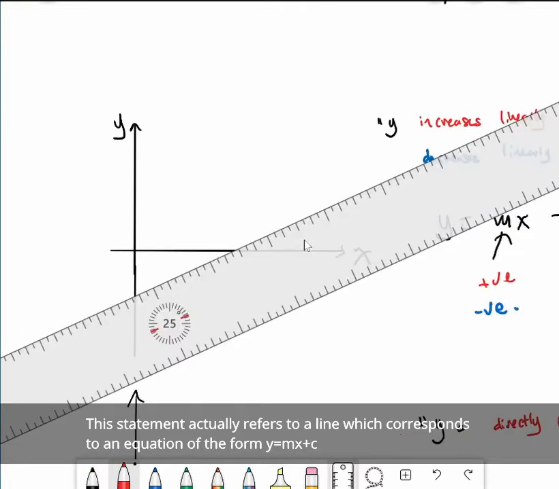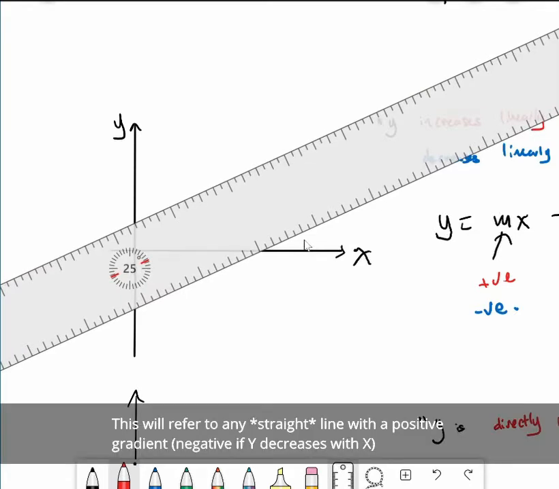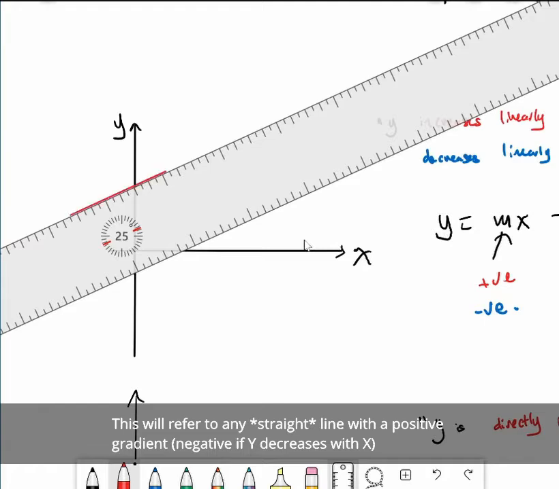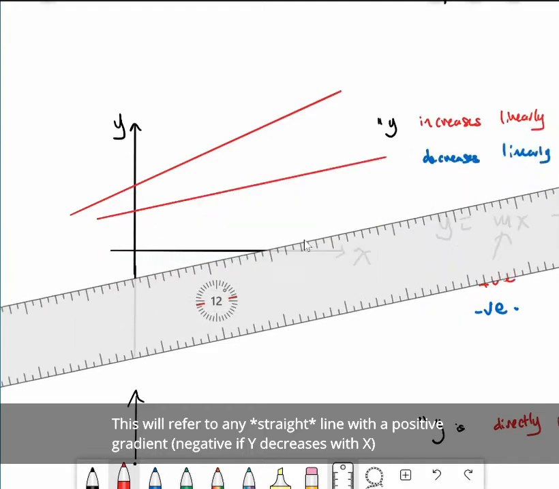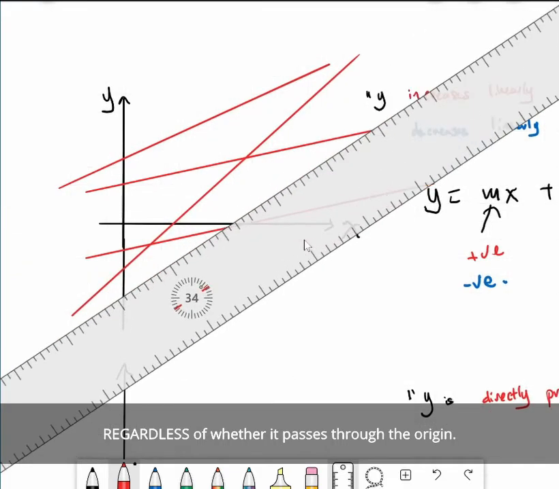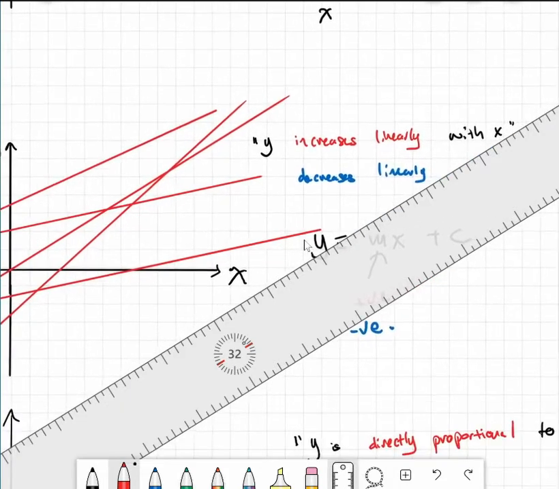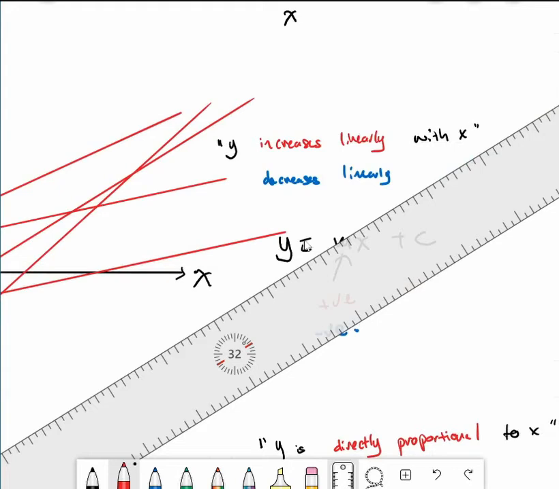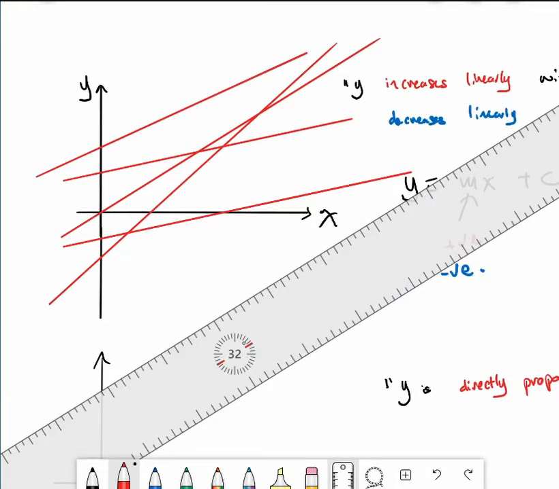And so the range of lines that fit into this description of y increases linearly with x, for example, is basically any straight line that has a positive gradient, like this, regardless of whether or not it passes through the origin. All of these lines that I've drawn here so far agree with this description, y increases linearly with x. Now, of course, if y decreases linearly with x, that would refer to the entire set of lines that have negative gradients.